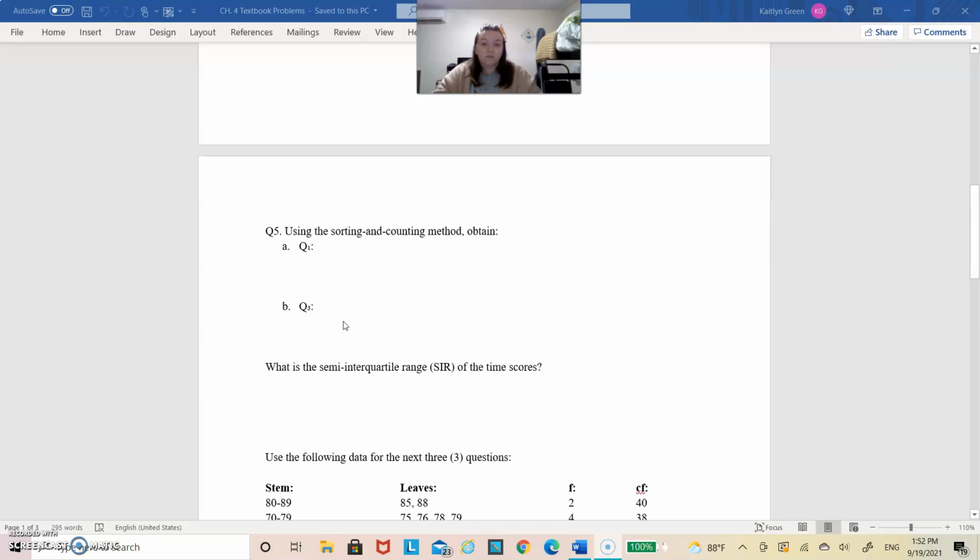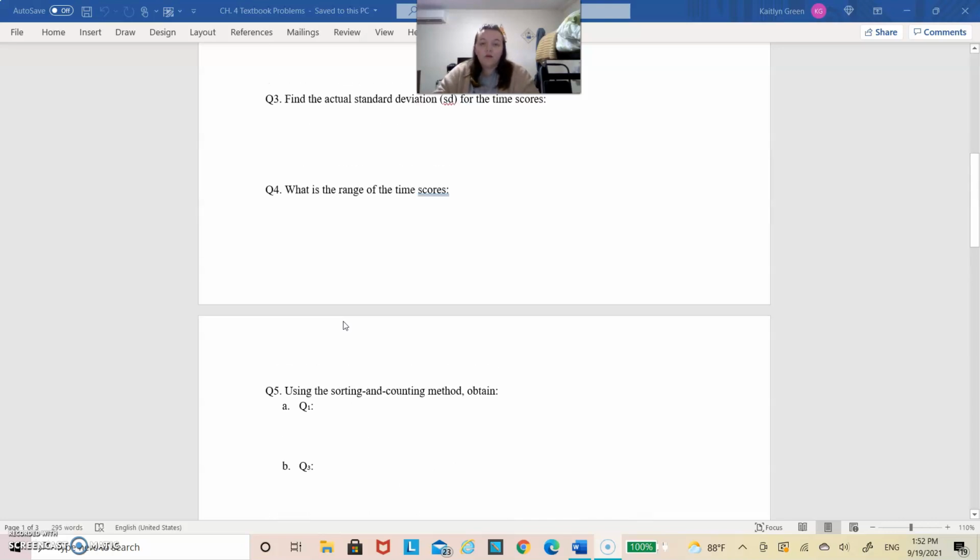And I did the same setup as before. I found the address and the value, which I will then use, of course, to find the SIR. So the Q3 address, I did 3 multiplied by 20 plus 1, and then I divided it by 4. And I ended up getting 63 divided by 4, which gave us 15.75.